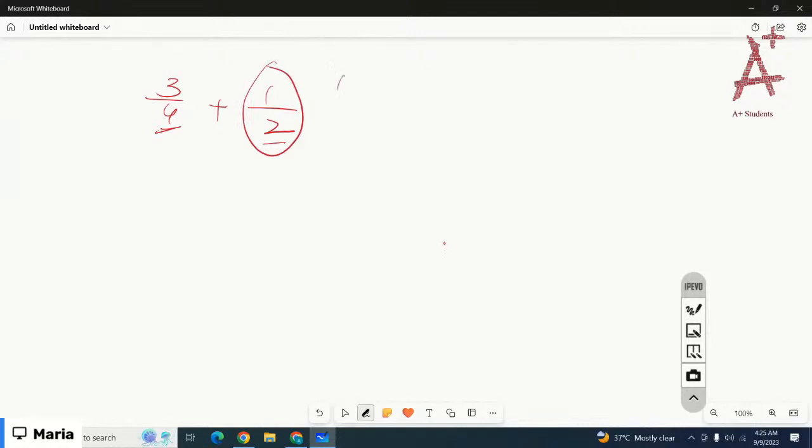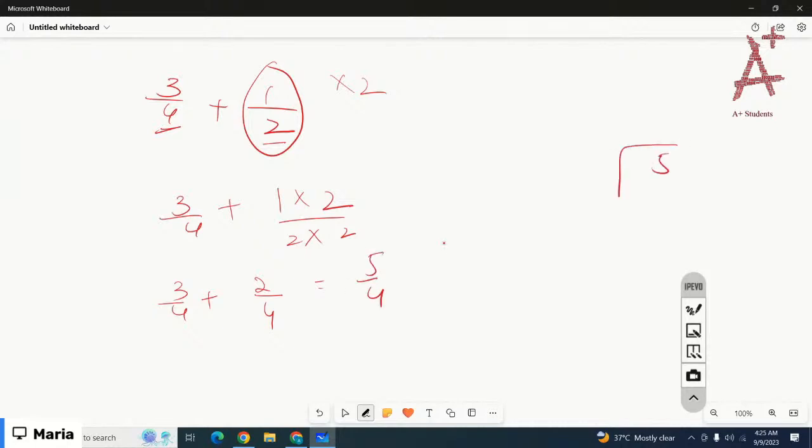You always make the smaller denominator equal to the greater one. So 2 times what number is 4? 2 times 2 is 4. You have to multiply this fraction by 2, right? It would be 3 over 4 plus 2 over 4. You can see they now have like denominators. Just add the numerators, so it will be 5 over 4. Since the numerator is greater than the denominator, you can divide: 4 times 1 is 4, and here you have 1. So the answer is the whole number 1, whole 1 over 4, right?